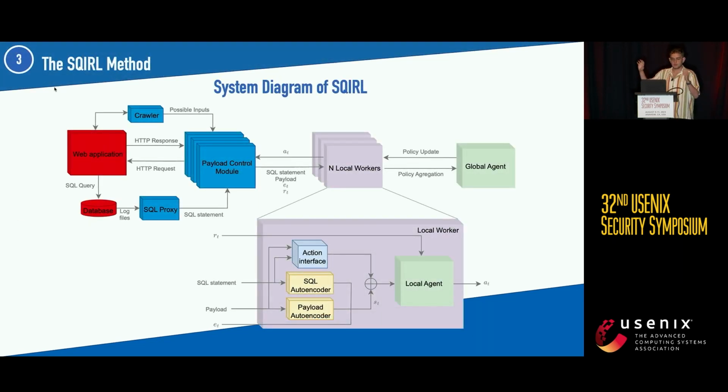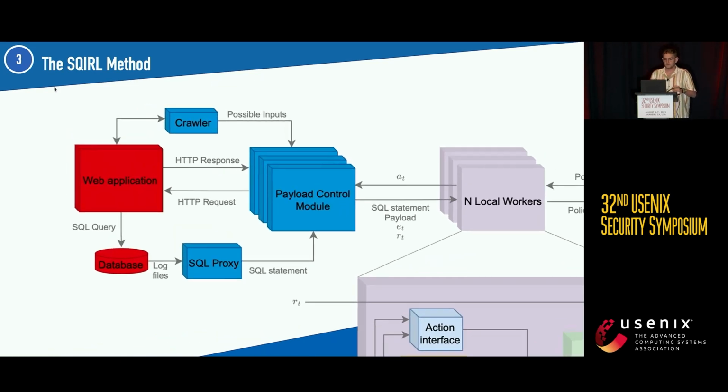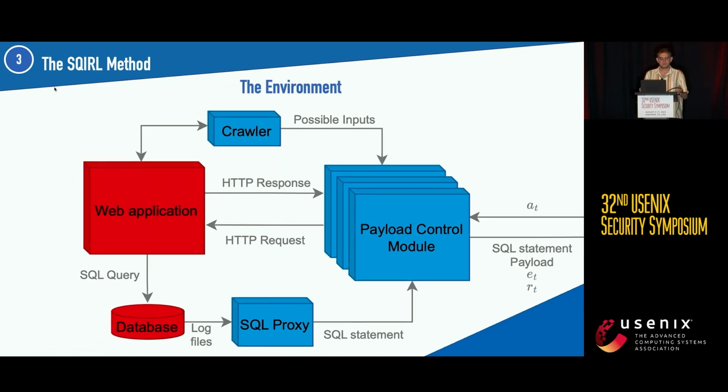We introduce a deep reinforcement learning-based grey box detection of SQL injection. There's a lot going on here. Don't worry, we're going to break it down. We cast the SQL injection problem in the RL paradigm. An agent is able to take actions, A_t, which are turned into concrete mutations on a payload, which is generated from scratch. The payload control module then takes this payload, casts it into an HTTP request, and sends that to the web application, which executes the query on the database.